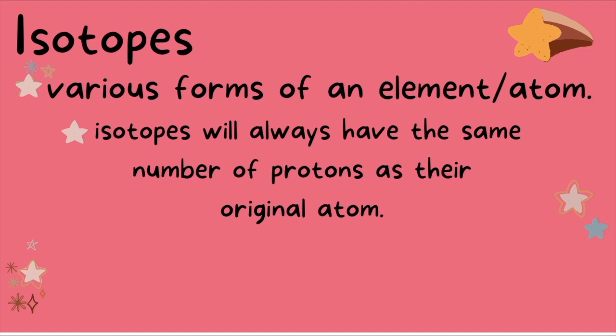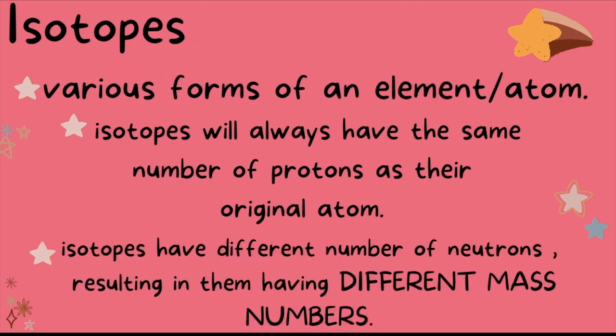The thing that changes with isotopes is the number of neutrons. And because the number of neutrons changes, the mass number will also change, because remember, the mass number is the total number of protons and neutrons in each atom. So of course, the change in the number of neutrons will also reflect in the mass number.